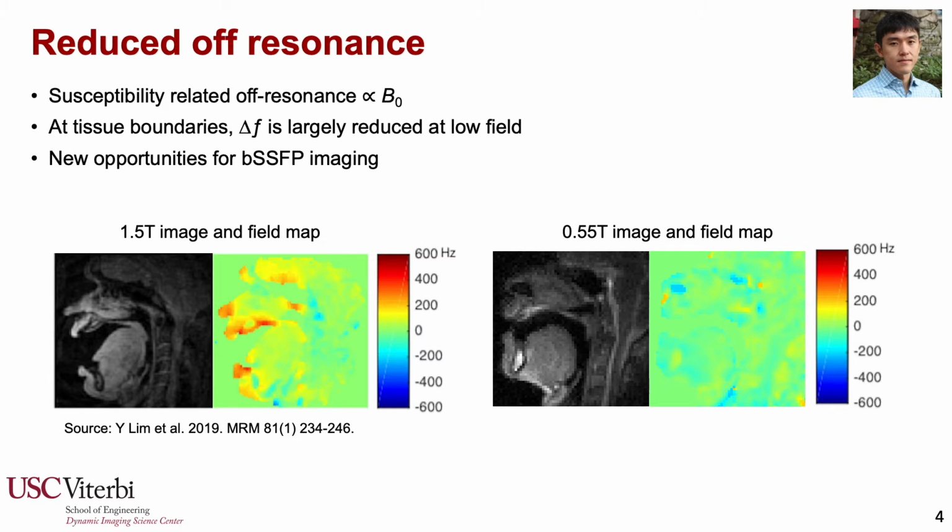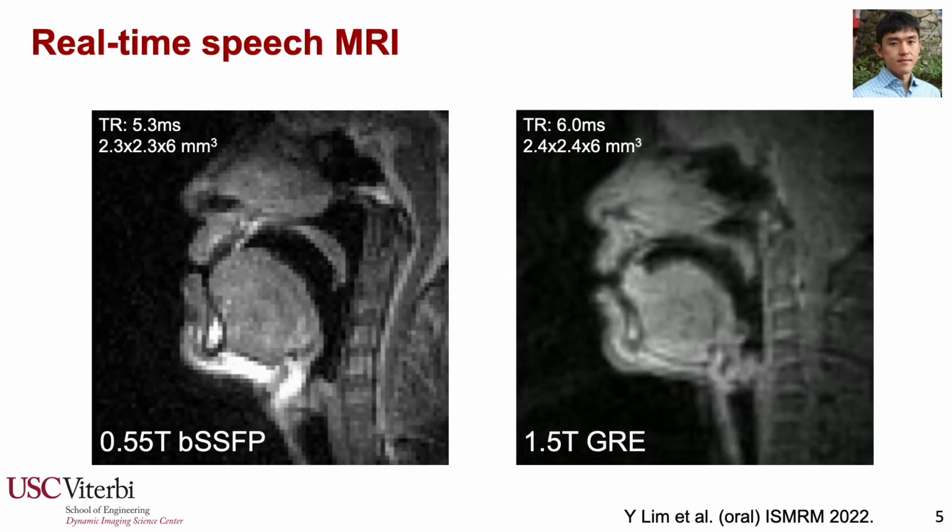also speech images acquired at 0.55 Tesla. Maybe you cannot see clearly how much the off-resonance frequency is reduced, because if I put the images on the same color scale, this will be very smooth. But I can tell you it's about a 3 times reduction in the off-resonance frequency. So what this makes possible is that we are given the opportunity to pursue bSSFP imaging for real-time speech.